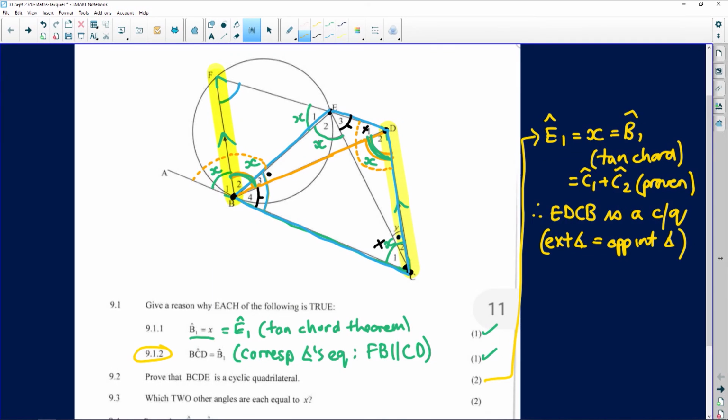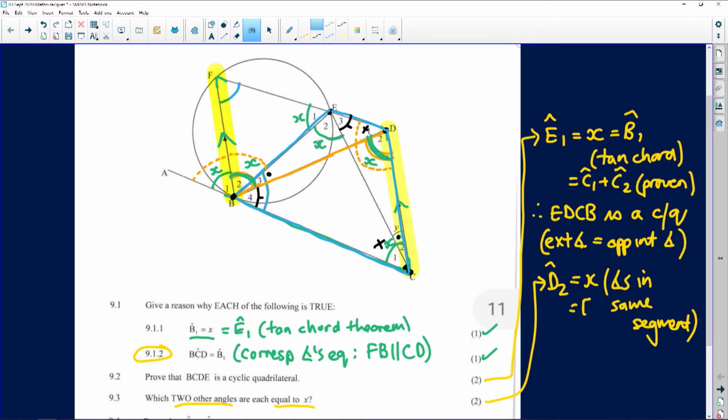Let's have a look. We've proved it's a cyclic quad. Which two other angles are equal to x? They want two other angles that are equal to x. Let's do this up here. Well, we saw that D2 became x, and that was because of angles in the same segment that are equal. Okay, so D2 became an x here. D2 was equal to E2, and E2 was in any case equal to x. So D2 is x as well.